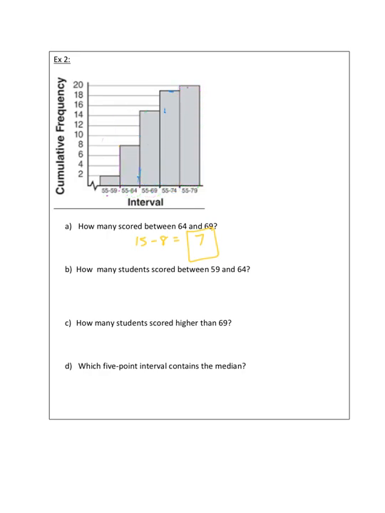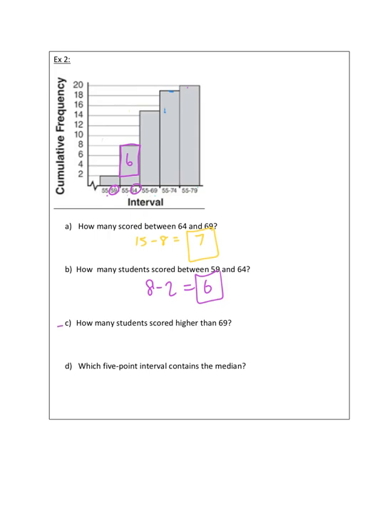So in part B, they're asking you how many students scored between 59 and 64. So 59 ends here and 64 ends here. They're asking you, what is this part that got added on from the first bar to the next one? So this goes from 2 to 8. So I'm subtracting 8 minus 2. This represents 6 kids.